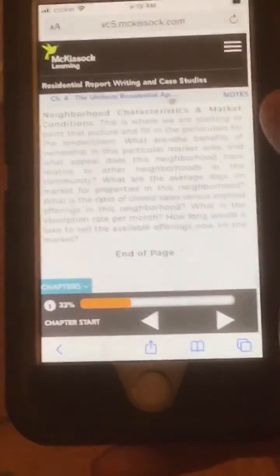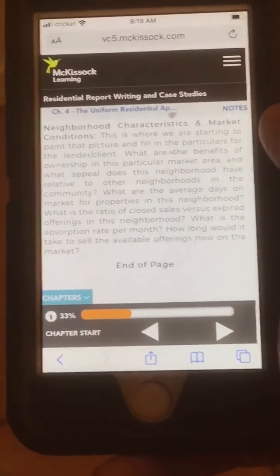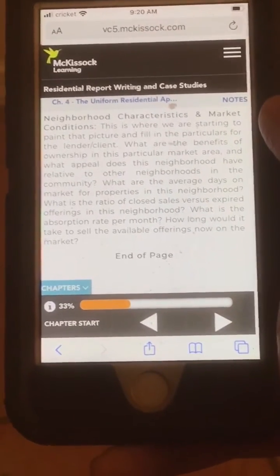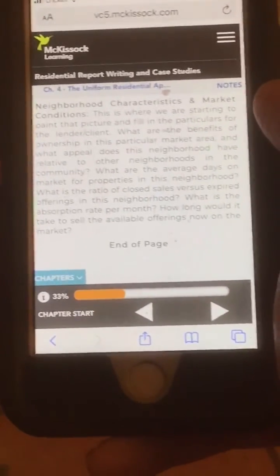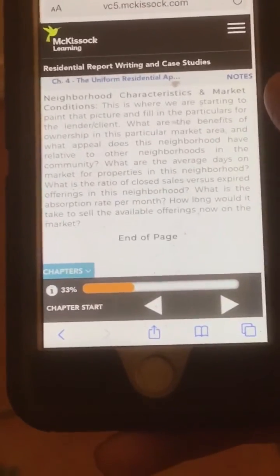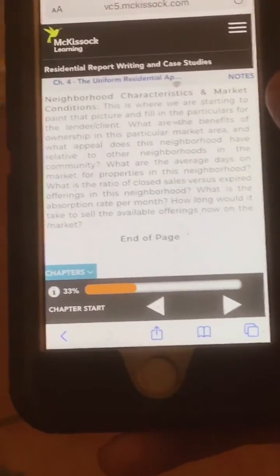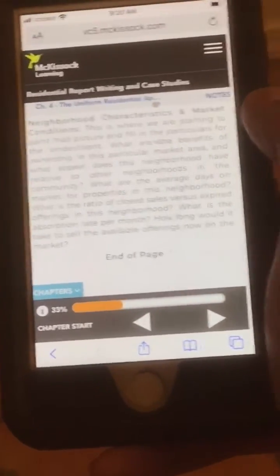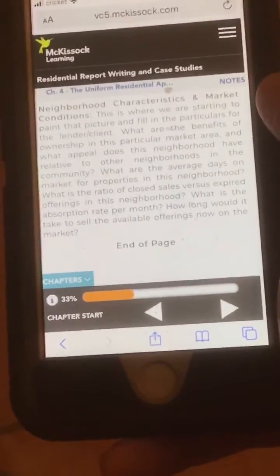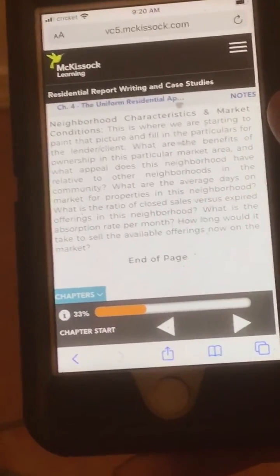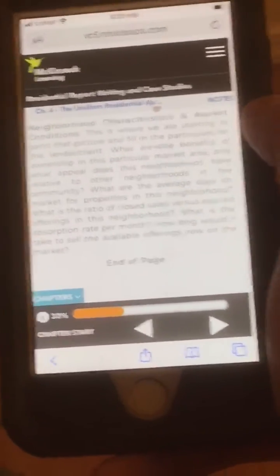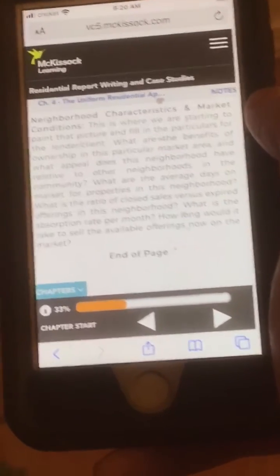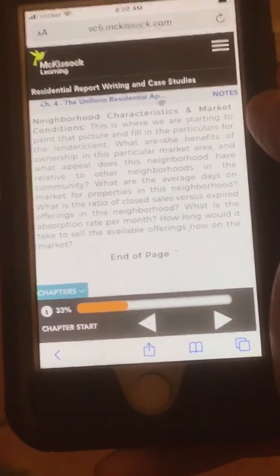Neighborhood characteristics and market conditions. This is where we are starting to paint the picture and fill in the particulars for the lender/client. What are the benefits of ownership in this particular market area, and what appeal does this neighborhood have relative to other neighborhoods in the community? What are the average days on market for properties in this neighborhood? What is the ratio of closed sales versus expired offerings in this neighborhood? What is the absorption rate per month? How long would it take to sell the available offerings now on the market? End of page.